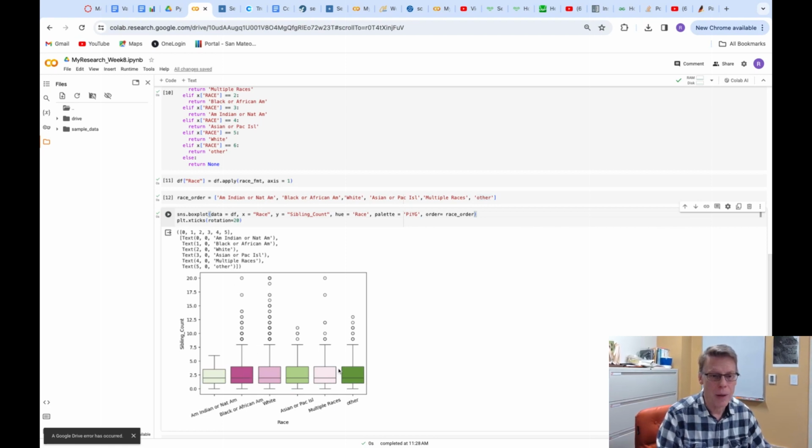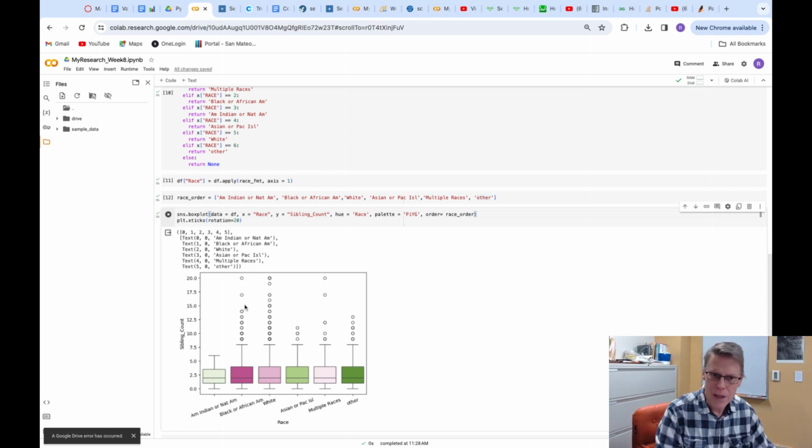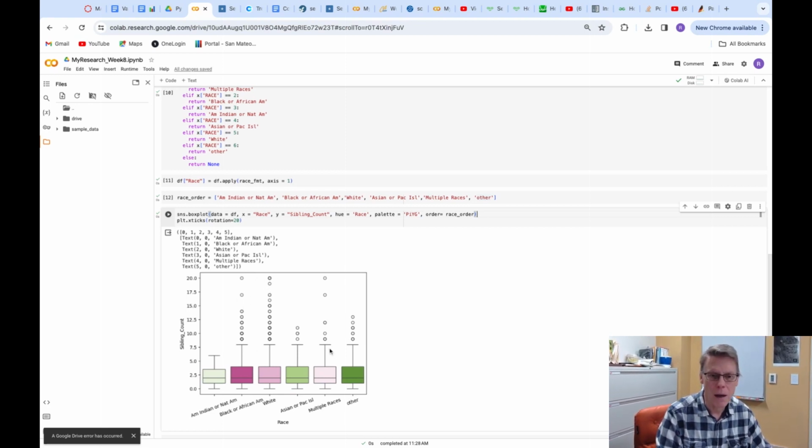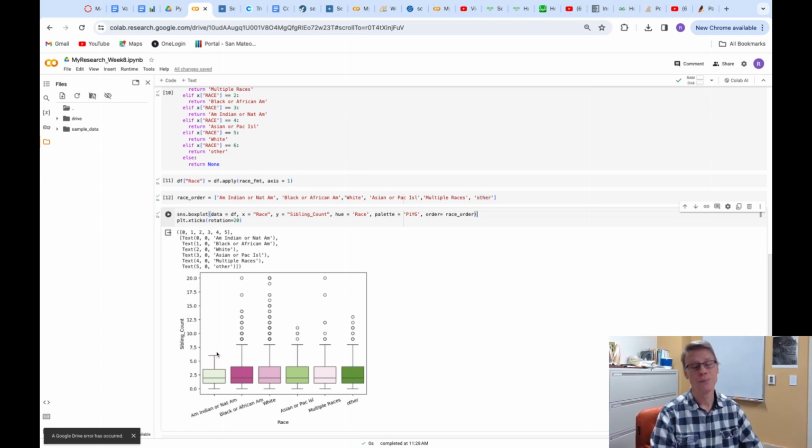Just looking at Black or African American and white, and then a little bit multiple races, these are the categories that had, relative to the other groups, a lot of outliers, and this max of 20, and here's one that had 19, and it's not everybody that's out there. This is still skewed to the right, but these were the categories where there were some that had these really large families, as opposed to American Indian or Native American. Max was like 6.